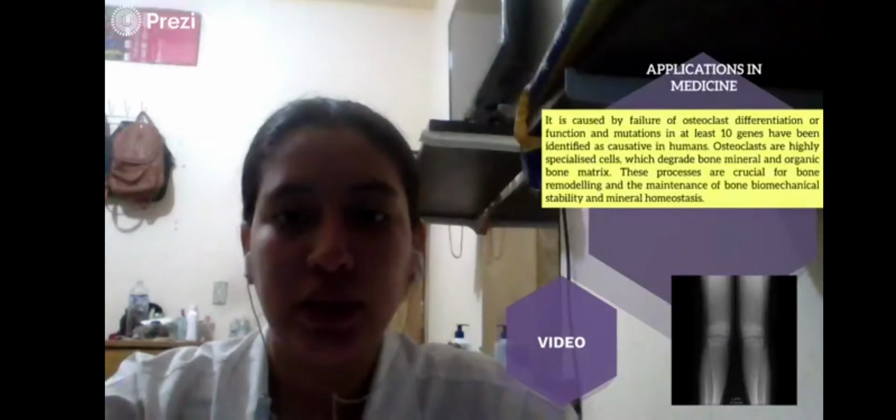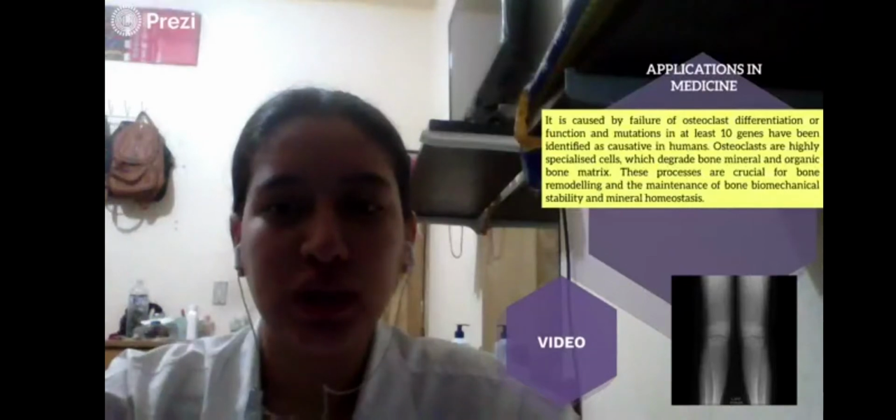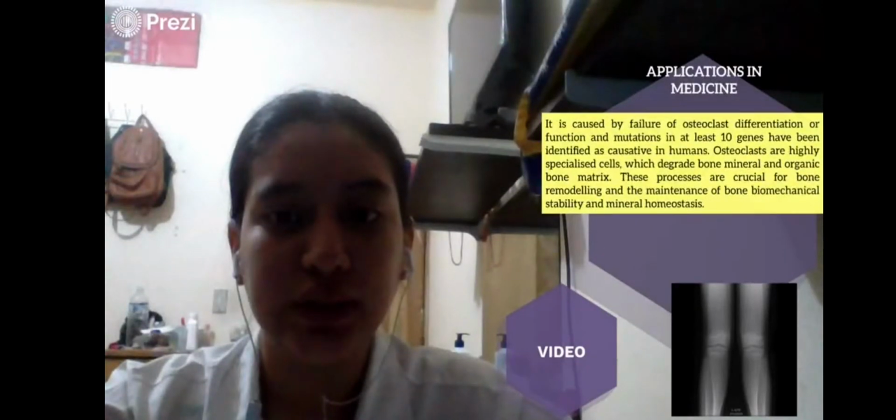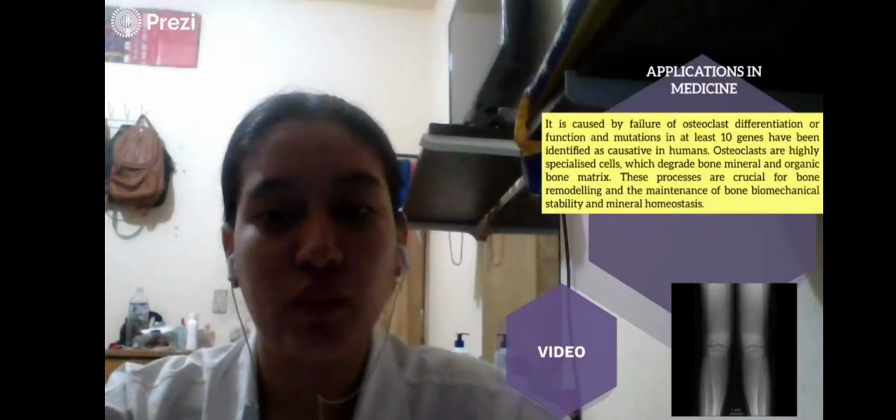It is caused by failure of osteoclast differentiation and function, and mutation in genes. Several genes have been identified as causative in humans. Osteoclasts are highly specialized cells which degrade bone mineral and organic bone matrix. These processes are crucial for bone remodeling and maintenance of bone biochemical stability and mineral homeostasis.